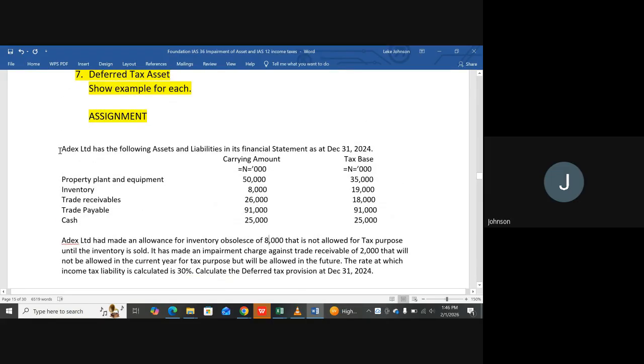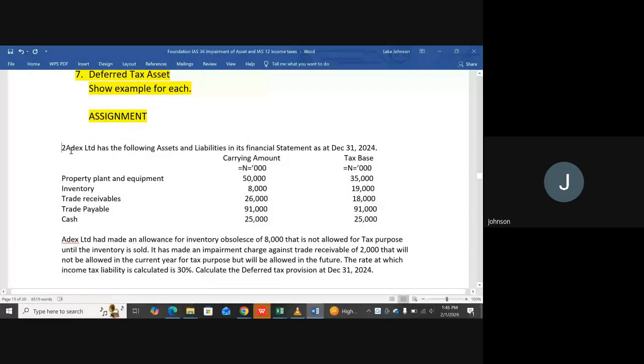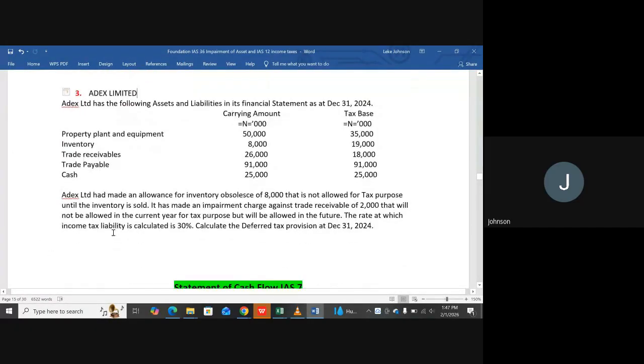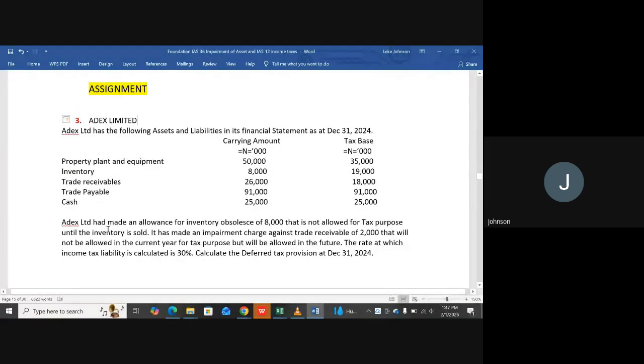Okay, so this question is here. So try and use it. I just adapted one of the questions. ADEX Limited.